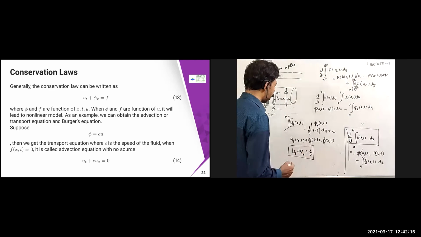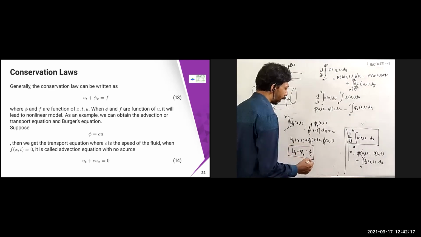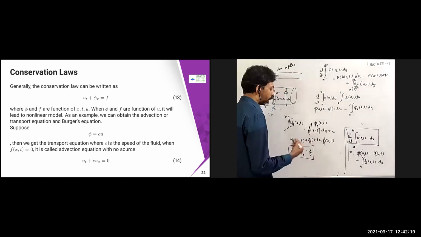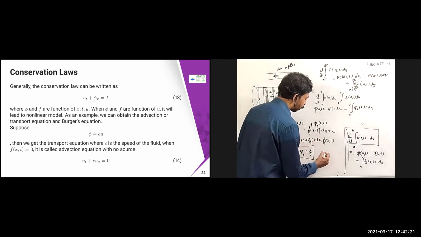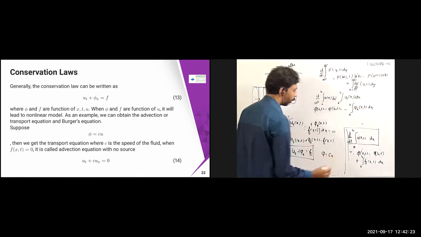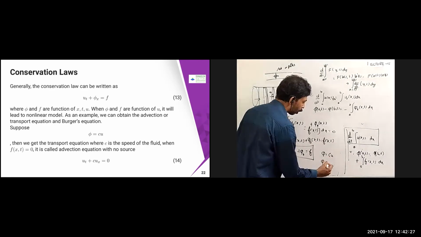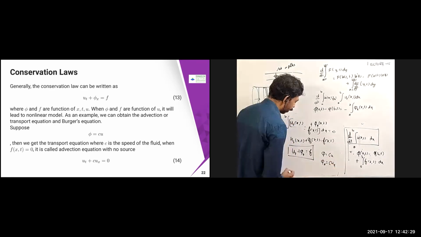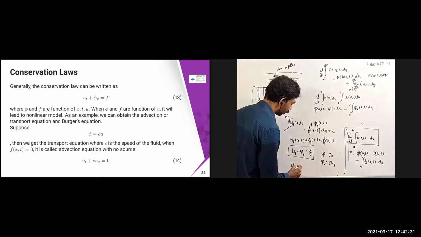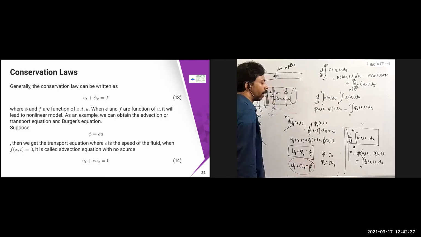Okay, for example, let's take some examples, such as the transport equation. Suppose I take pi equal to cu. If pi is equal to cu, then what is pi_x? Since c is constant, you get c times u_x. Therefore you get u_t plus c u_x equal to 0. So this is nothing but the transport equation.